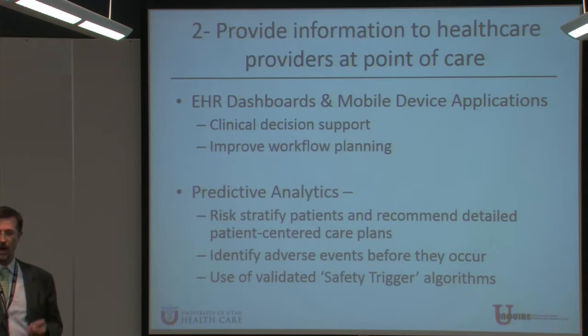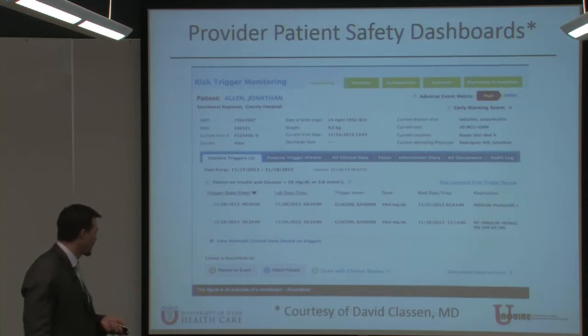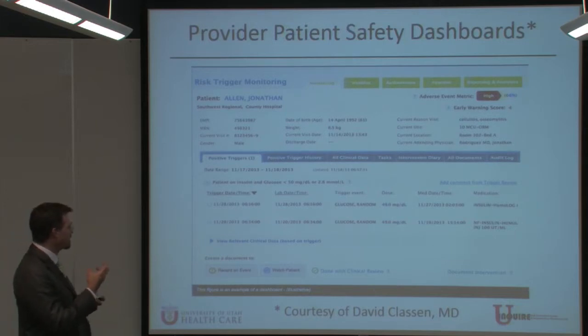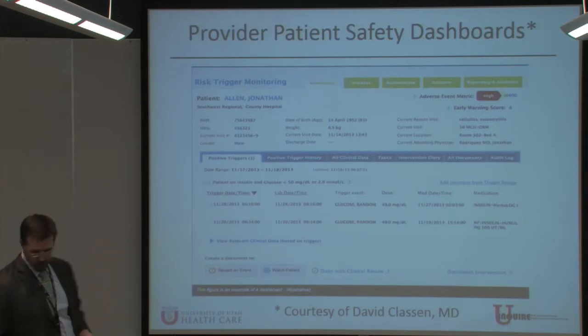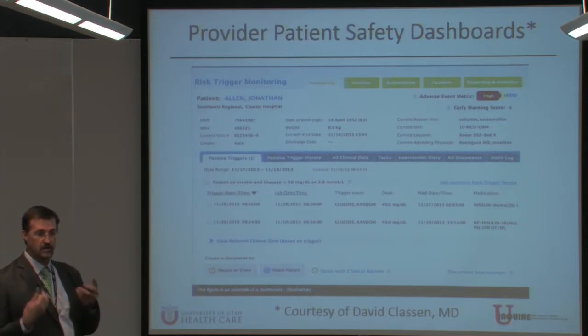But predictive analytics is something that I'm personally interested in looking at, and that's how do you risk stratify patients at the point of care and decide what sort of care plans they need. Also, can you identify people at high risk for adverse events before they occur? One of the ways that we're trying to look at this is this safety trigger algorithm, developed by a person I'm working with right now, David Clausen. This was done back at Intermountain Healthcare in the 80s and 90s, but basically using data from the EDW, or Enterprise Data Warehouse, that signifies when a patient's either at risk or has had an adverse event.